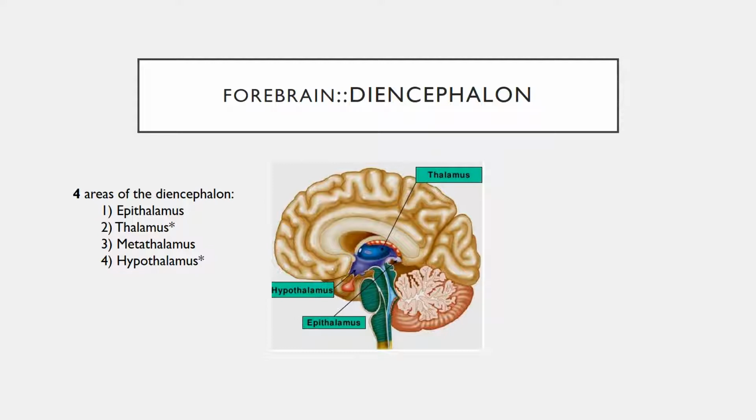The diencephalon is the second portion of the forebrain. There are 4 areas of this portion: the epithalamus, thalamus, metathalamus, and hypothalamus. The thalamus and hypothalamus are visible on CT and MRI.